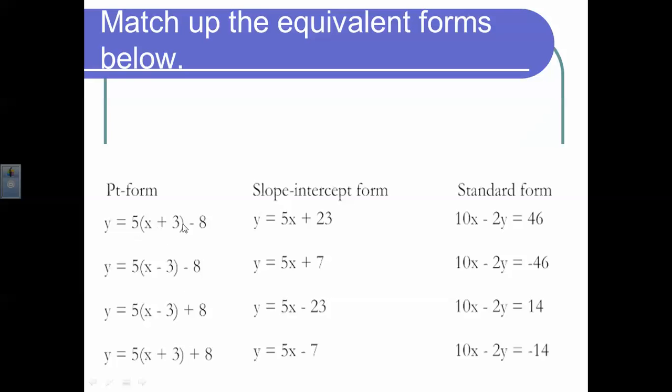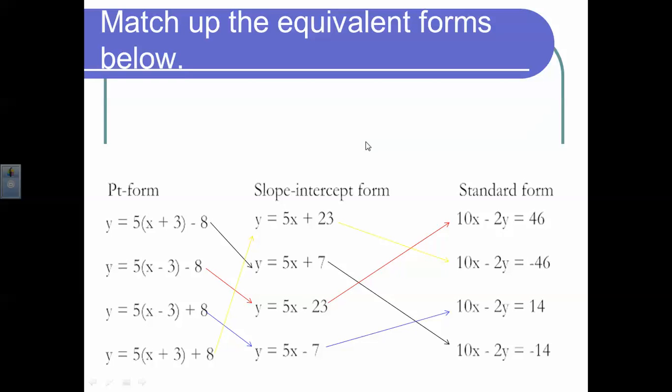And notice these are all very similar, and the reason for that is to make sure you're paying attention to your distribution, your positive negatives, and your combining like terms. So go ahead and pause the video, and then try to match up all of the equivalent forms. Okay, so now what I've done is just drawn arrows in for you so you can see how they should have matched up. Hopefully you were very successful. Hopefully you used the fact that we talked about how to check your work in order to make sure that the equivalent forms matched.